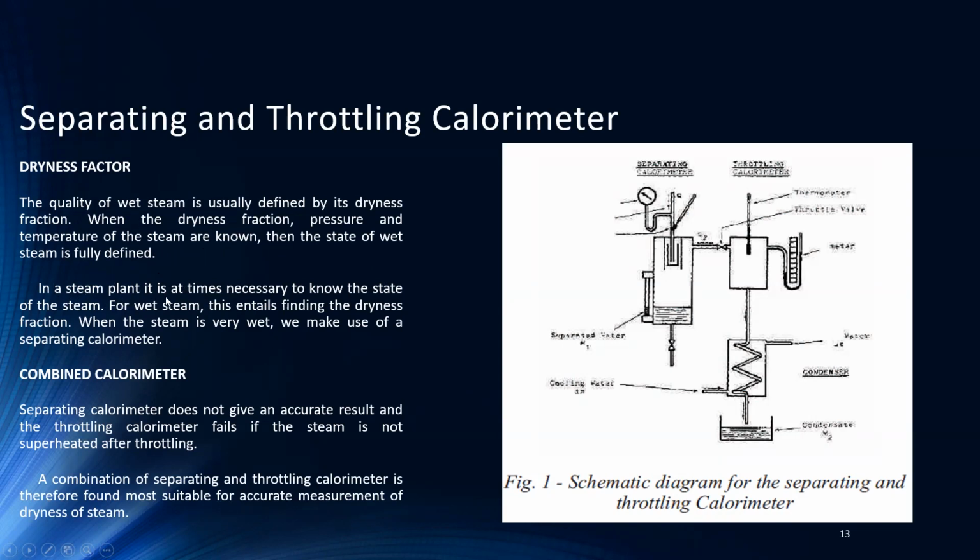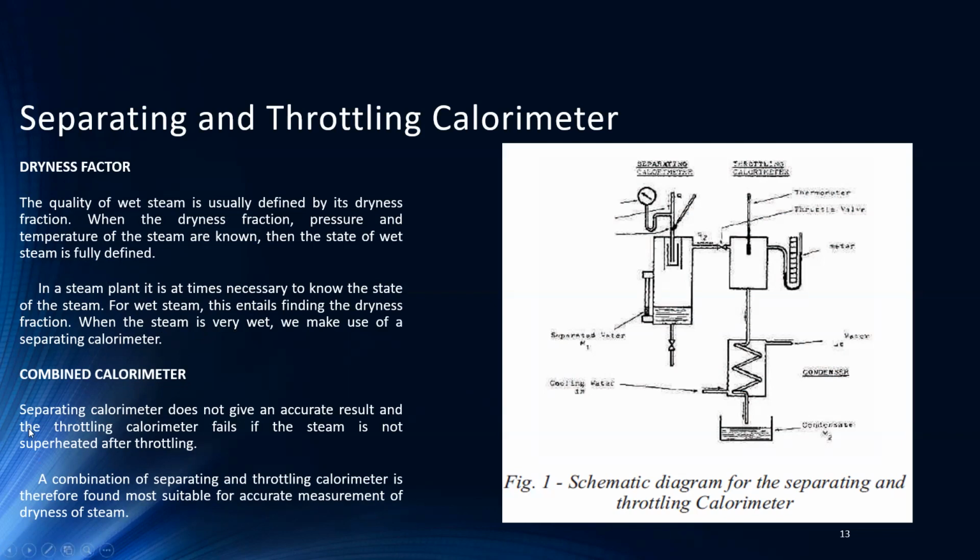In a steam plant, it is at times necessary to know the state of the steam. For wet steam, this entails finding the dryness fraction. When the steam is very wet, we make use of a separating calorimeter. Okay?